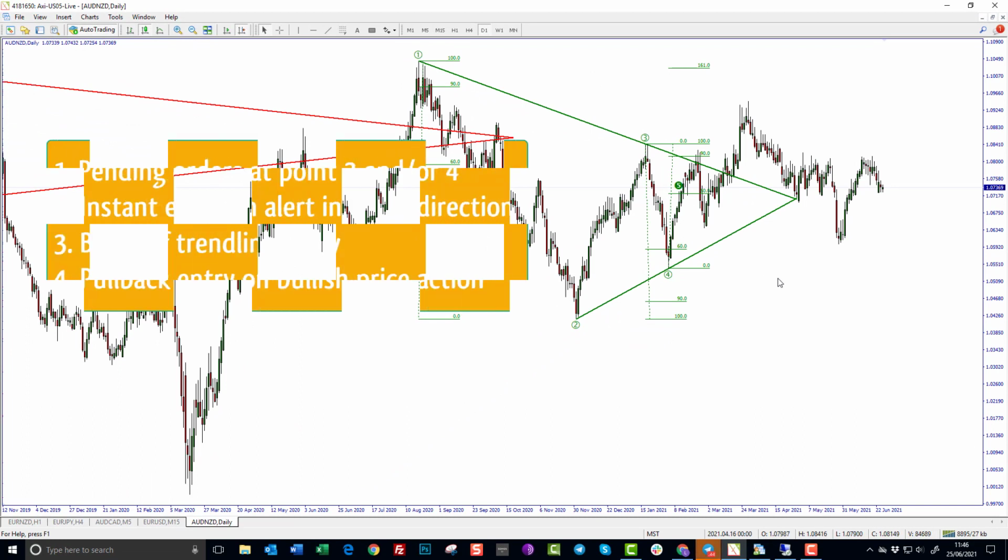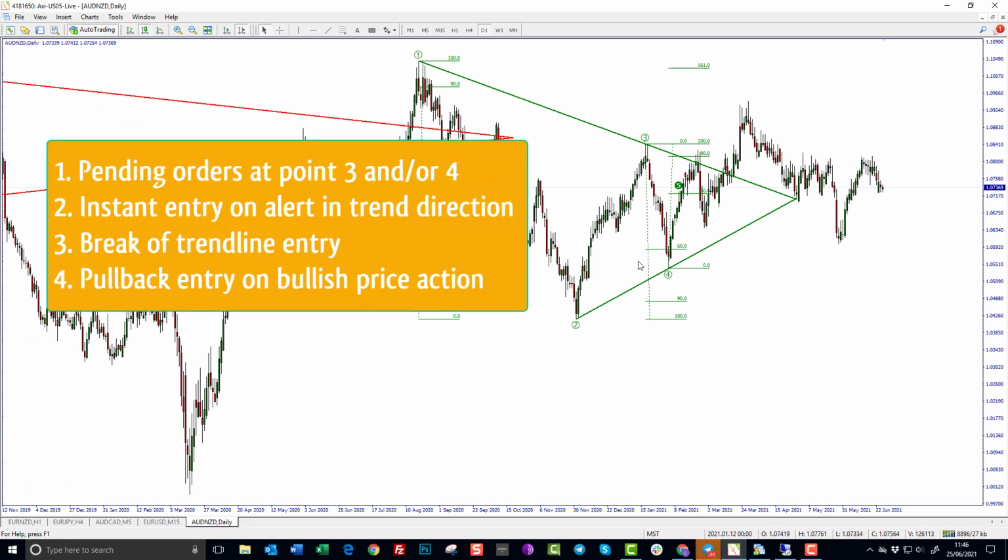So there's your entry criteria. We can either set pending orders at points 3 and points 4 and get into those trades automatically with buy stops and sell stops. We can get in immediately when we get an entry.